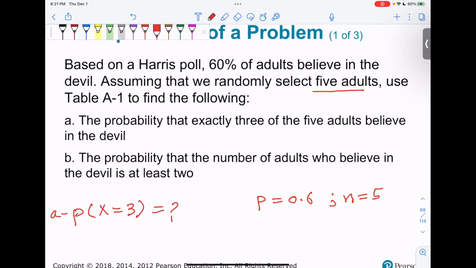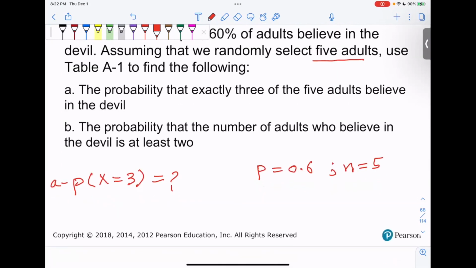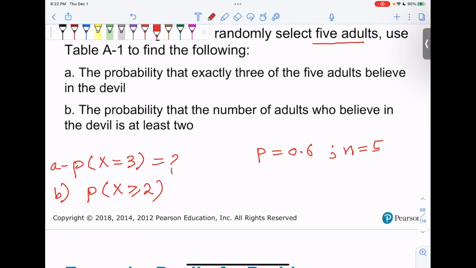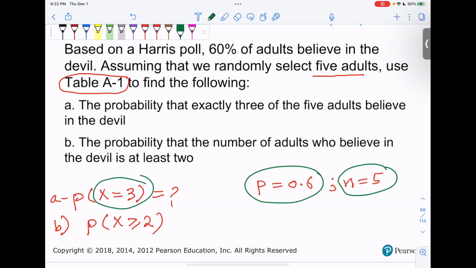So this is A: 3 out of 5 adults believe in the devil. B, the probability that the number of adults who believe in the devil is at least 2. So B will be probability X at least 2, which is greater than or equal to 2, right? For the first one, they said use the table. For the table, we need 3 things: n, the probability of success, and the value of X.